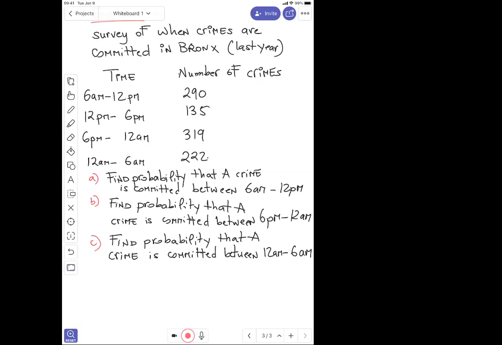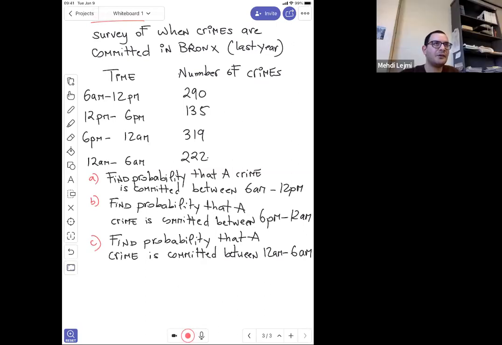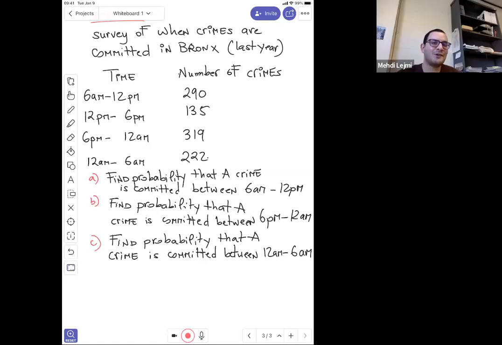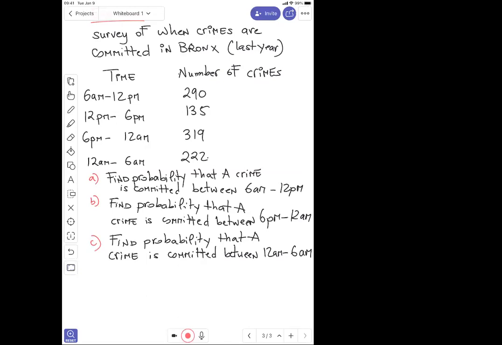Yeah. But then remember what I said, in a probability, the number on the top is always supposed to be less than the number on the bottom. So you add the number of the crimes, all of the numbers? Yes, yes. So the size of the sample here is the total number of crimes. Not the mean, but the total number of crimes.